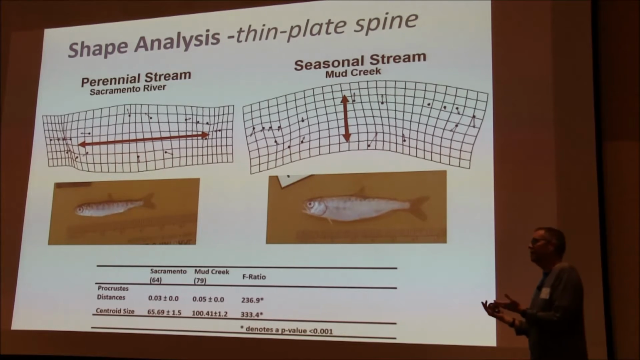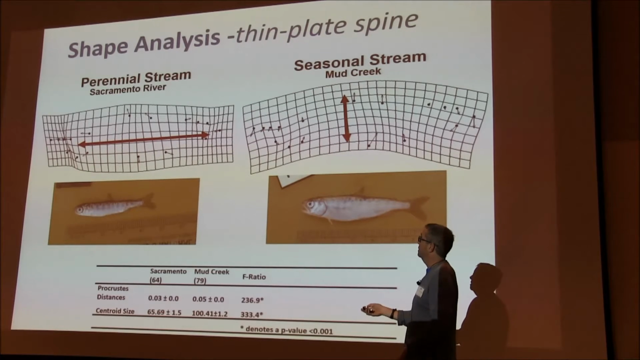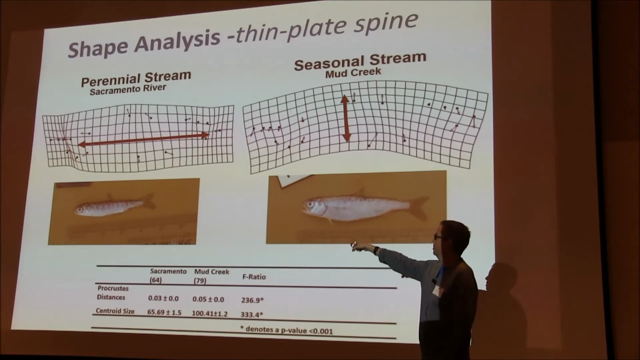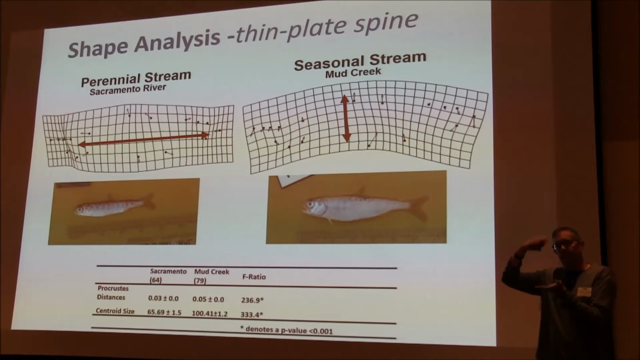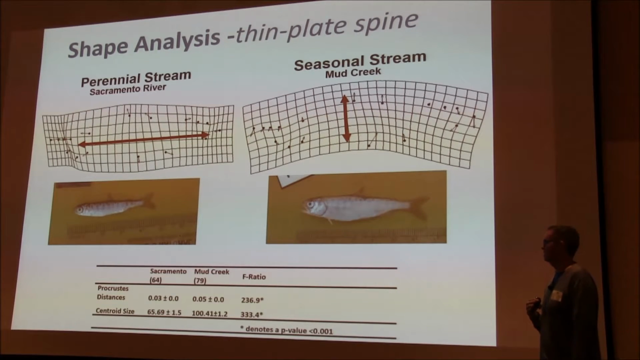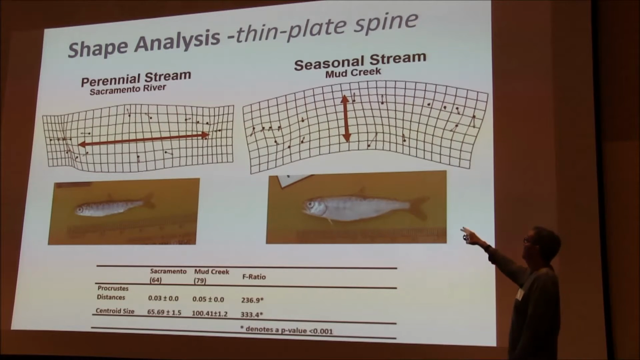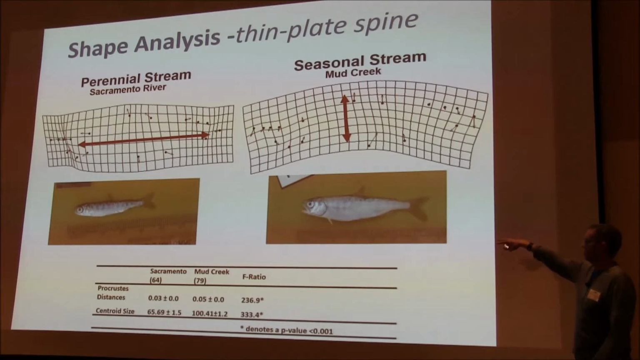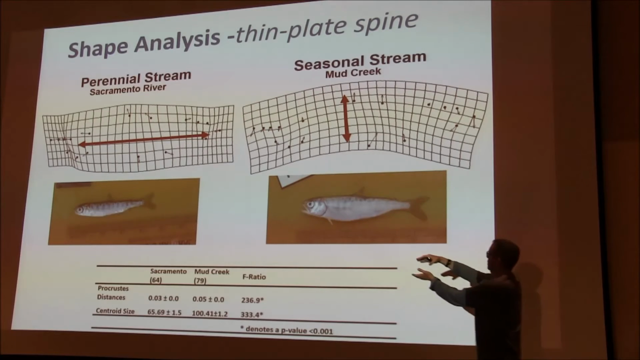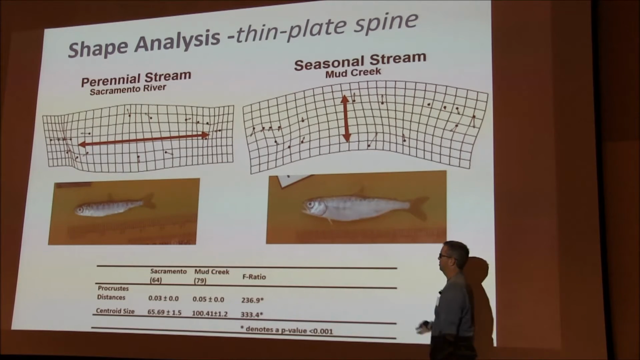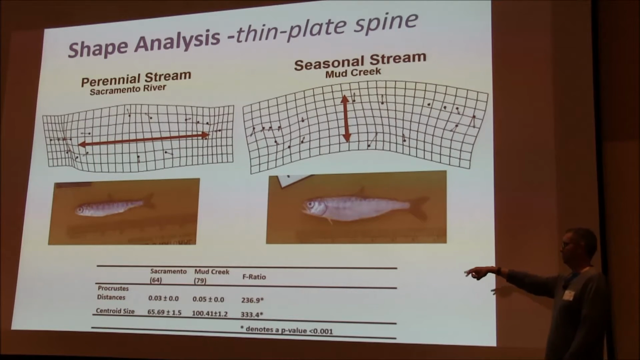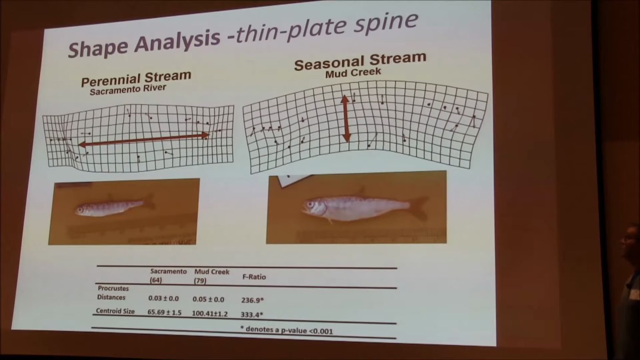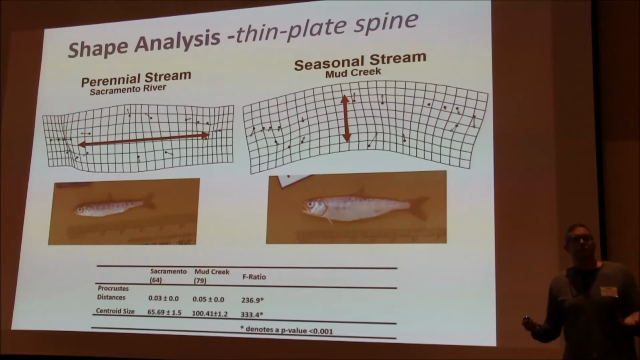And what you see when you do this is that the perennial stream fish are generally smaller and thinner in body depth, and the seasonal stream fish are larger and more robust, particularly in this sort of body depth. And this was statistically really highly significant when we looked at a couple of different measures of this as well. So we found that these fish are different shapes.